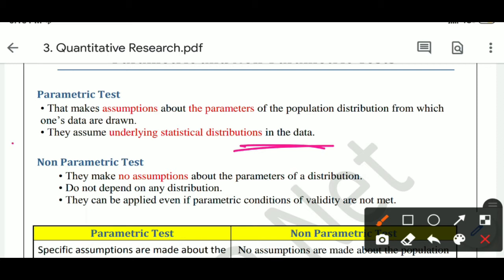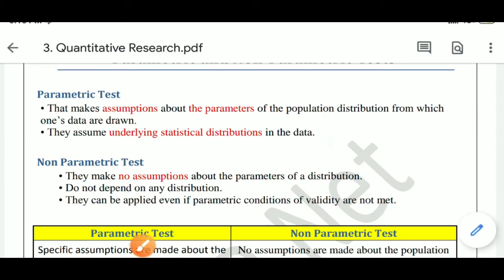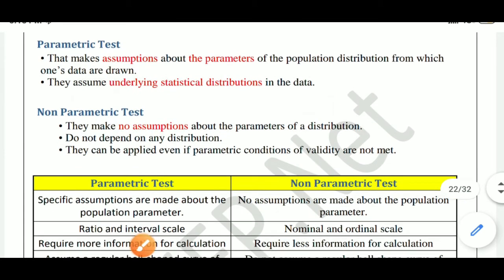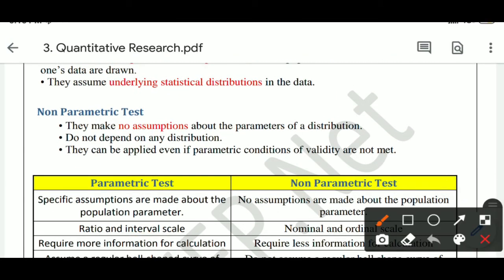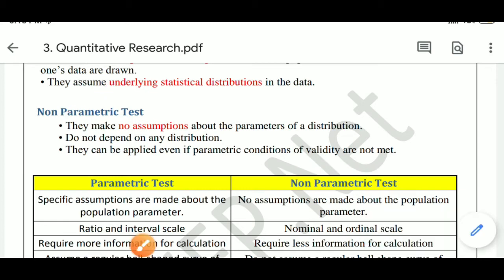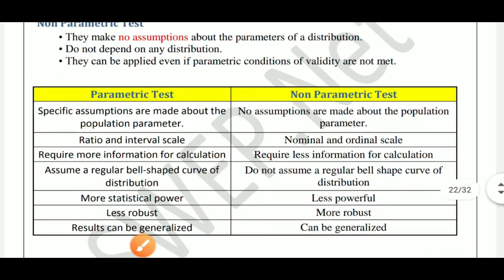And what is the non-parametric test? They make no assumption about the parameters of distribution and do not depend on any distribution. So in the non-parametric test, they don't depend upon any distribution, and they can be applied even if the parametric condition of validity is not met. If the conditions for using the parametric test are not met, still we can use the non-parametric test. So now let's understand in detail the parametric and the non-parametric test.